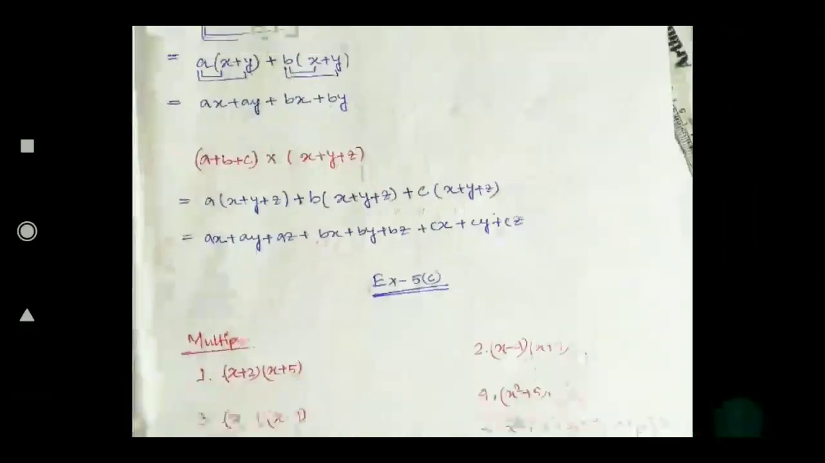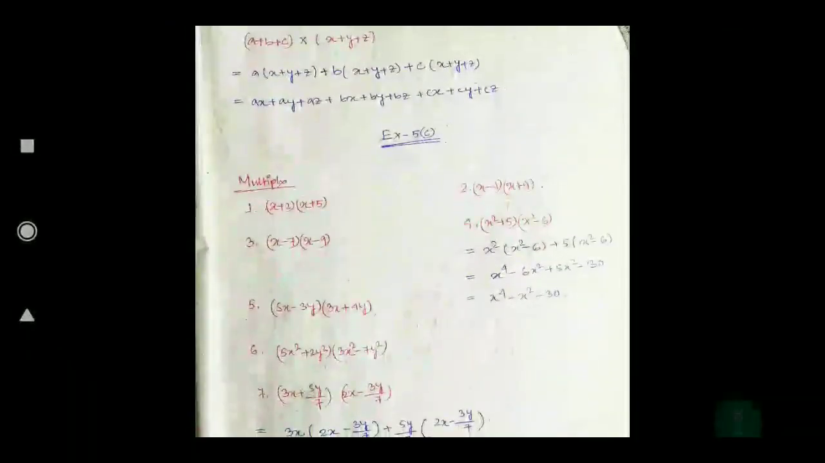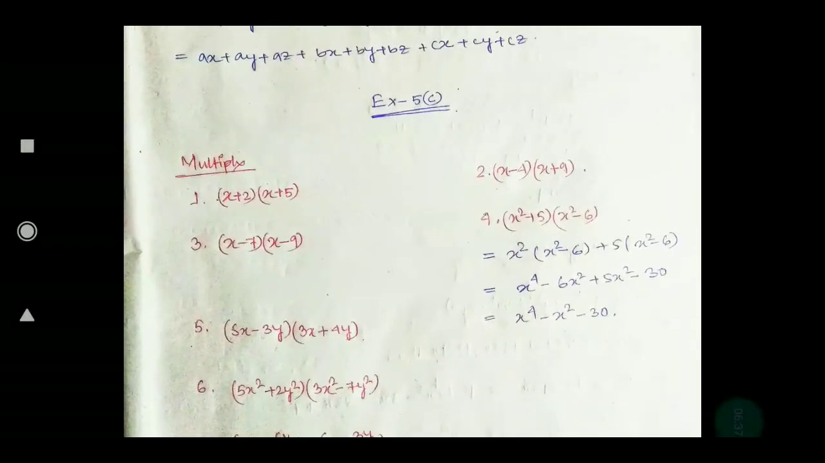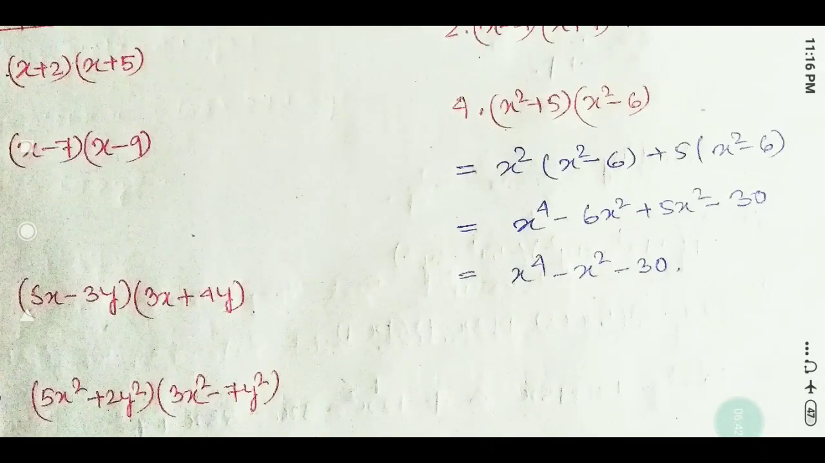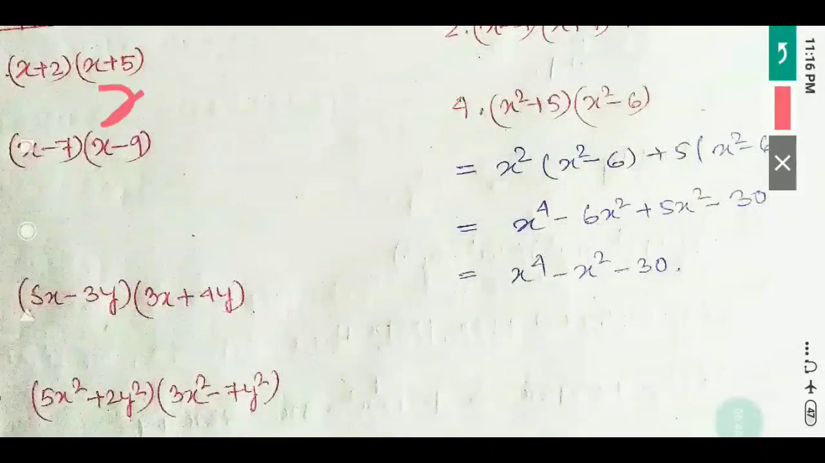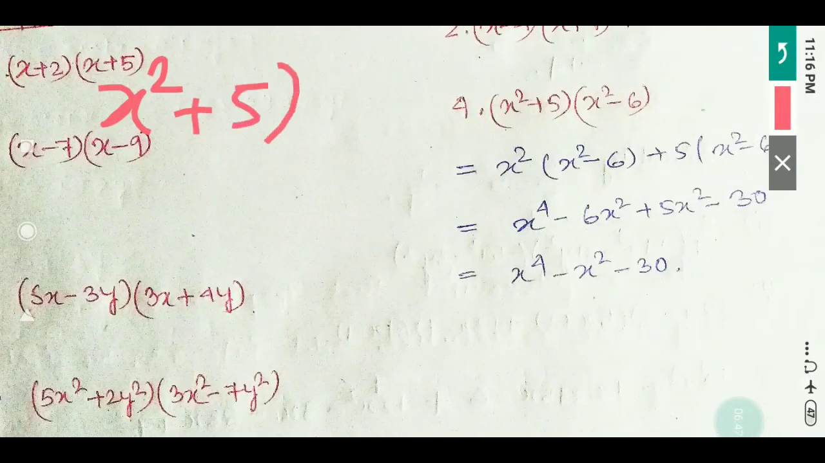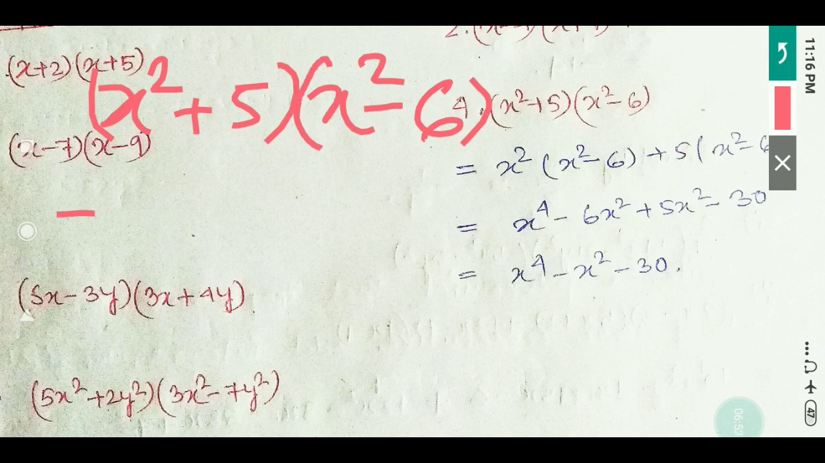Okay. So with this concept we will do exercise 5c. Question number 4: you see here it is given (x² + 5)(x² − 6). Now you can split it. If you are confused about which term to multiply, you can use the second explanation like how I have done in the example, or you can simply do the multiplication directly.